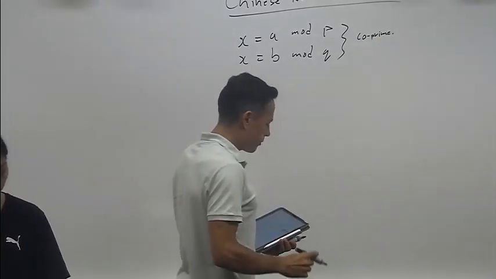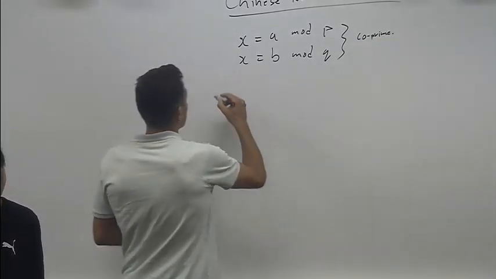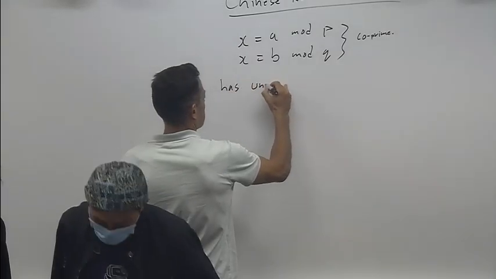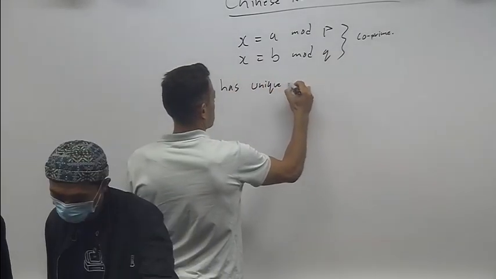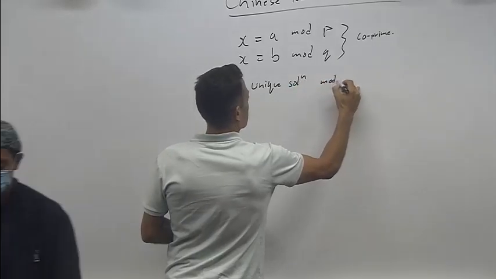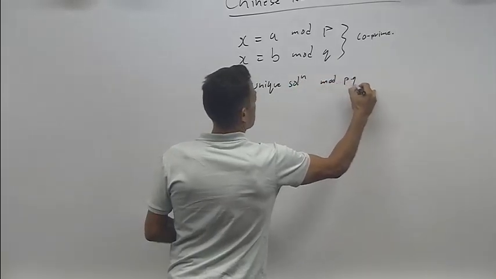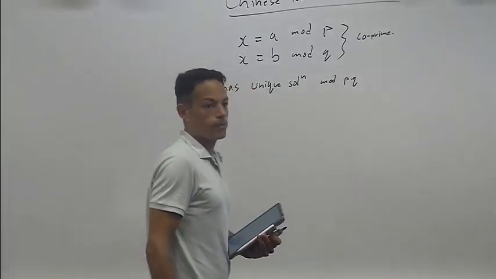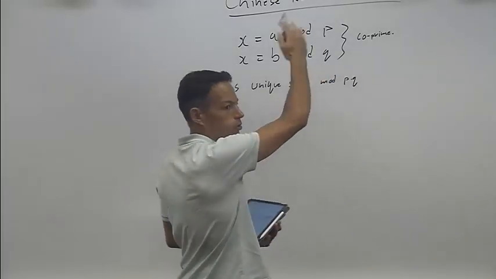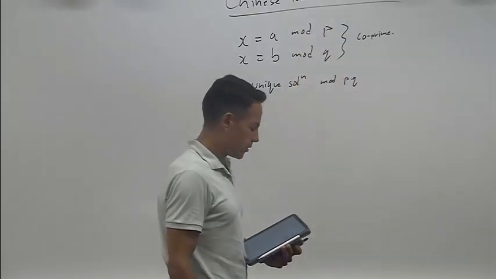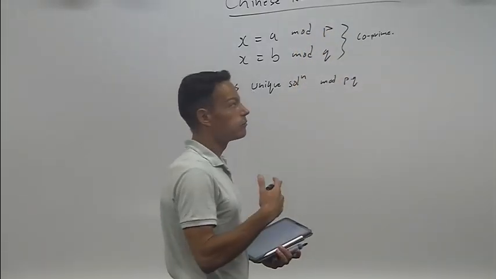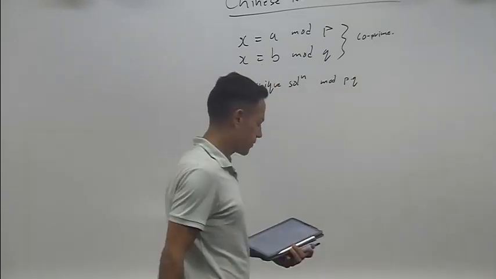And what the Chinese remainder theorem says is that this has a unique solution mod PQ. So obviously, if you have multiples of PQ, you can get more solutions to this, but if you restrict yourself to mod PQ, then we can always solve this.